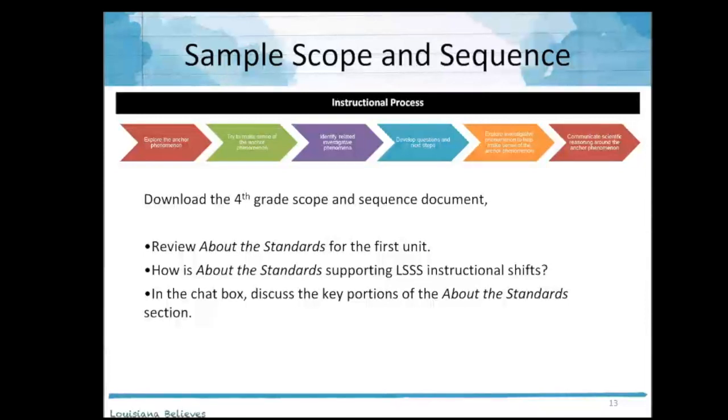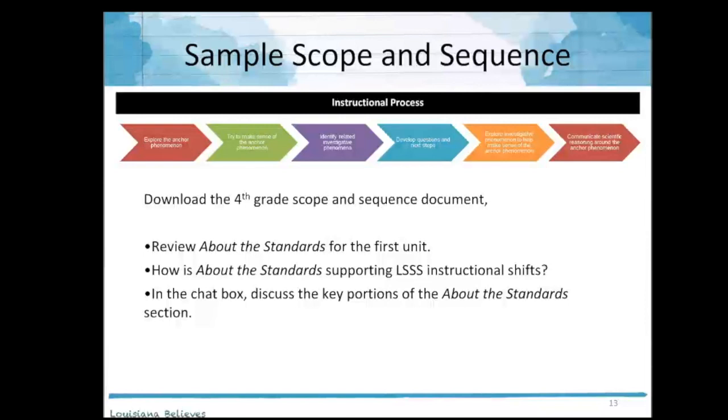As you are filtering through that unit, I would like for you to consider the following questions. How is the About the Standards section supporting Louisiana Student Standards for Science instructional shifts? In the chat box, I would like for you to discuss the key portions of the About the Standards section that stand out to you.